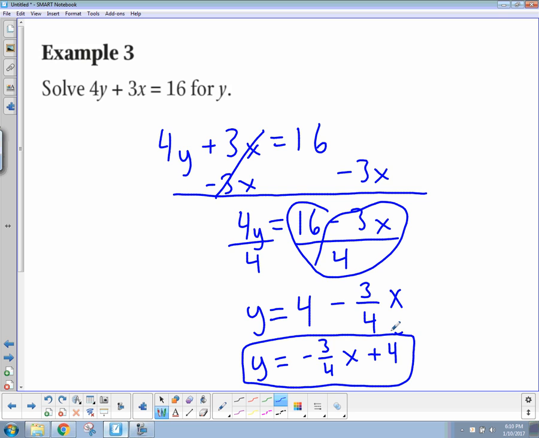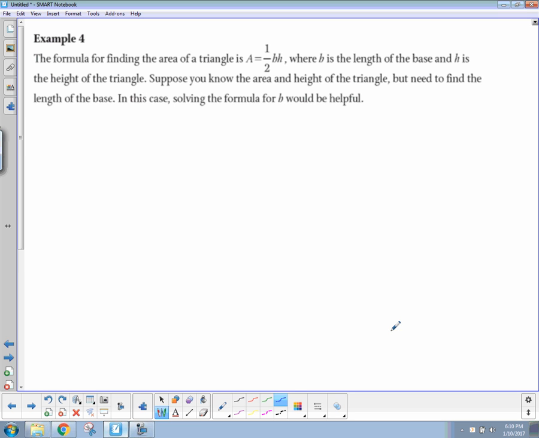All right, example 4. The formula for finding an area in a triangle is A equals half BH, where B is the base and H is the height of the triangle. Suppose you know the area and the height of the triangle, but need to find the length of the base. In this case, solve the formula for B would be helpful. So let's solve.